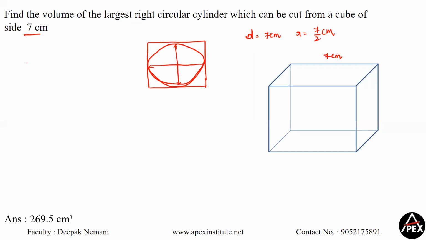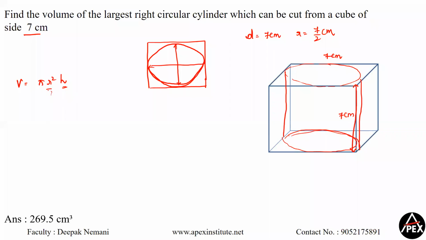Yes. So volume of a cylinder. What is the volume of a cylinder? Pi r square h, isn't it? Now, what can be the maximum height of the cylinder? Maximum height will be the height of the cube, isn't it? So 7 centimeters. So the maximum cylinder you can have will be like this. Okay, this will be the maximum cylinder that can be cut from a cube of side 7 centimeters.